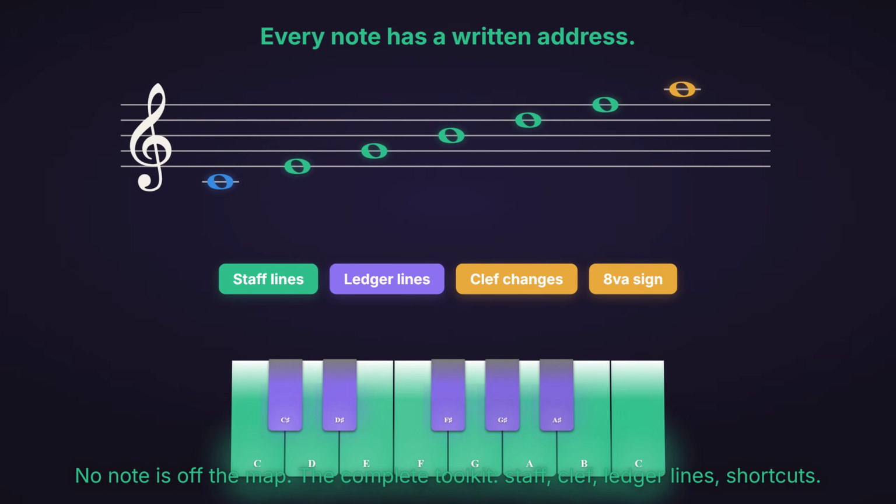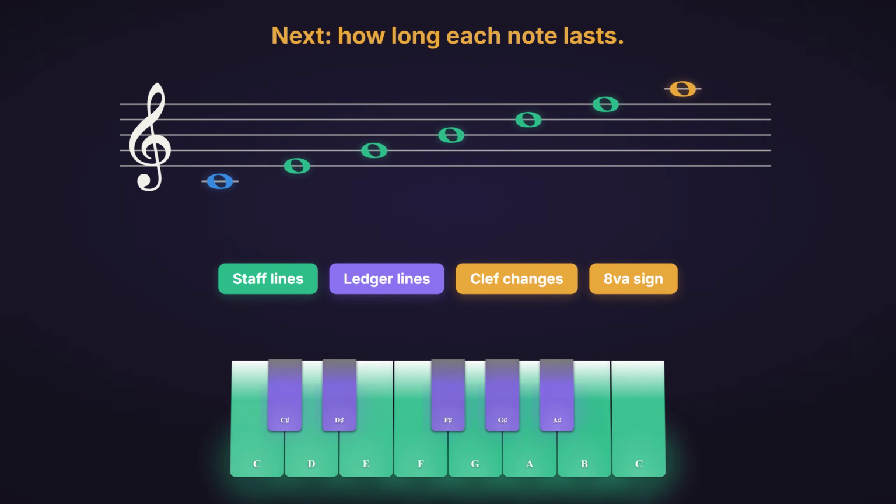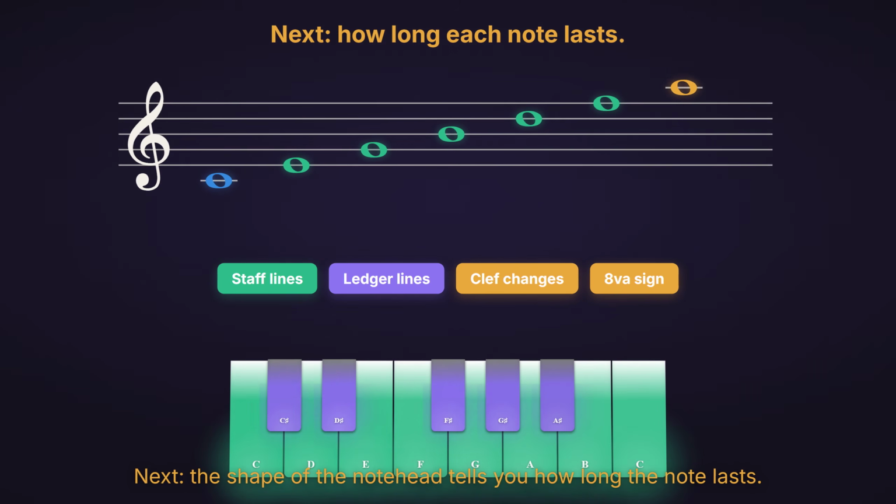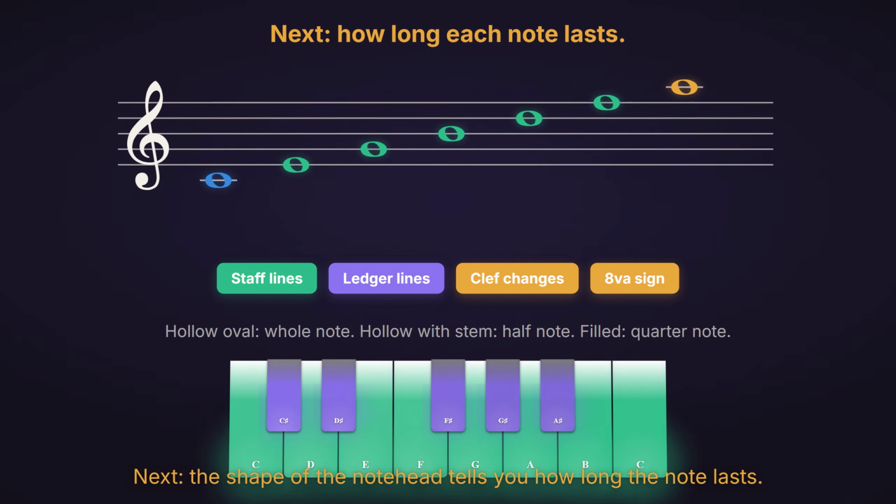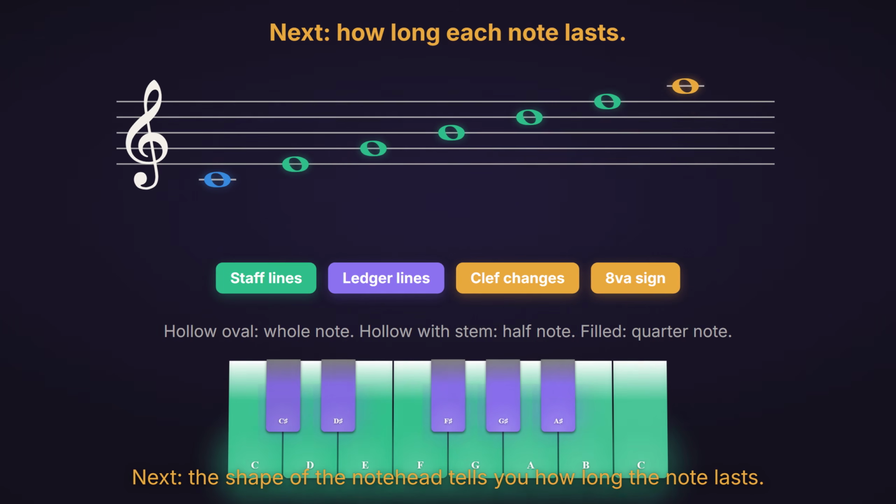in space. Next, the other dimension of written music, not where a note sits, but how long it lasts. The shape of the note head, the stem, the open oval, the filled dot, each one is a precise statement about duration, and reading them is the second half of everything.